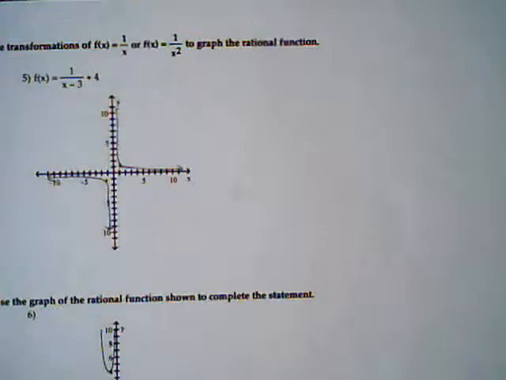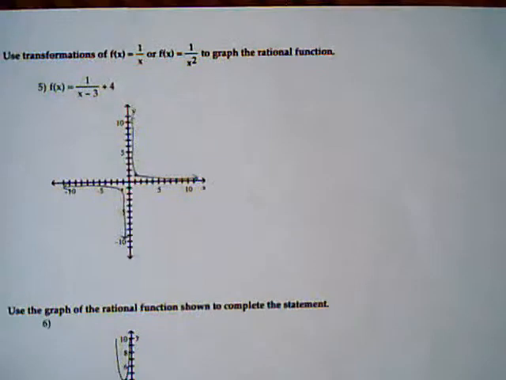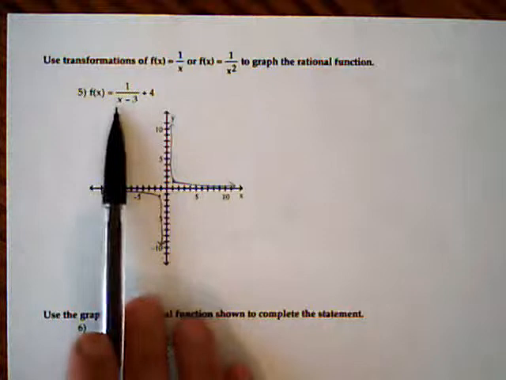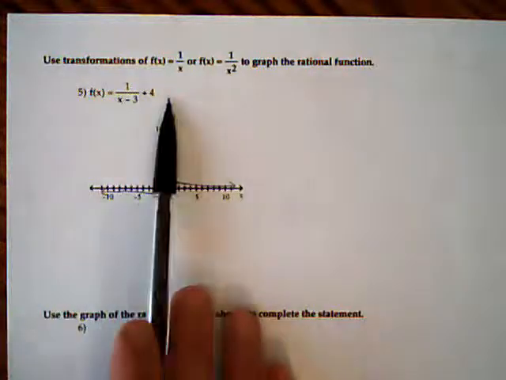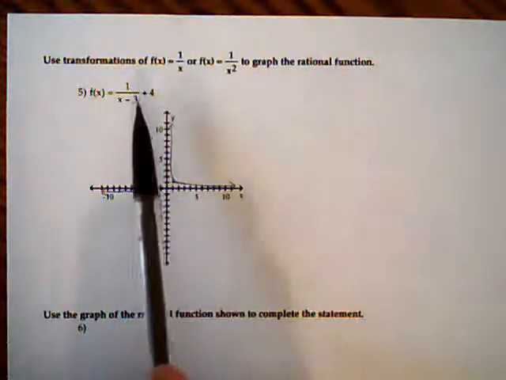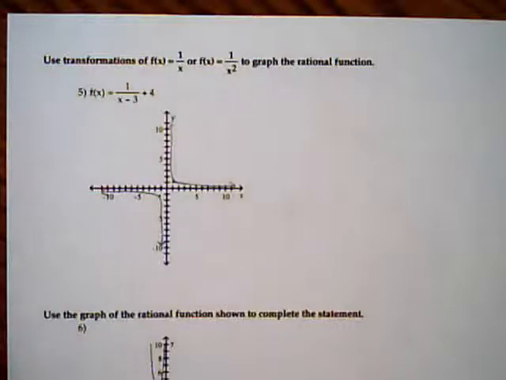Okay, number 5 says to use the transformations of f of x equals 1 over x to graph the rational function f of x equals 1 over x minus 3 plus 4. Okay, remember transformations from chapter 1.